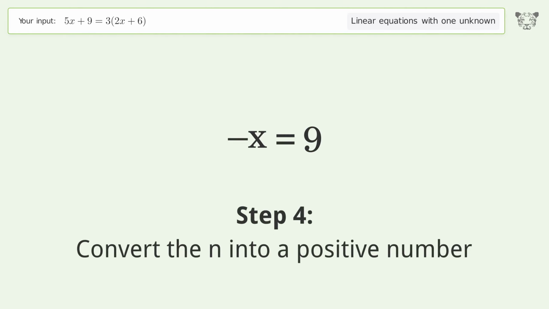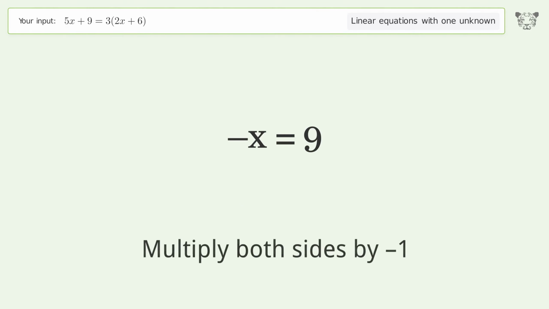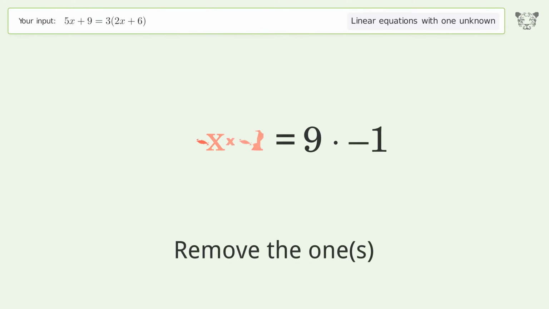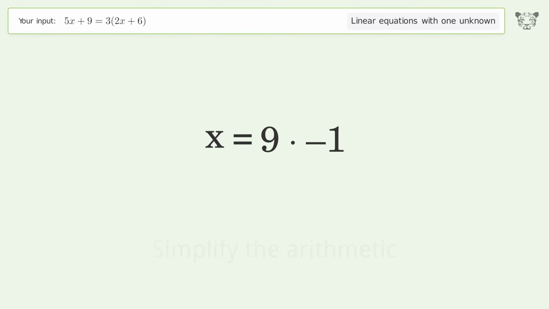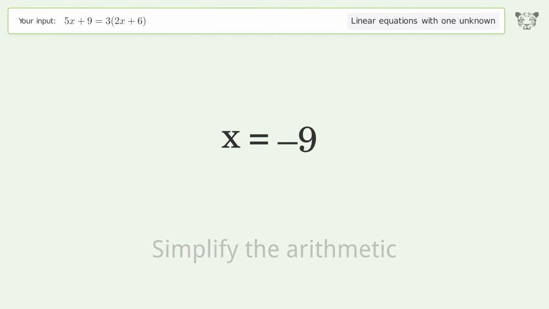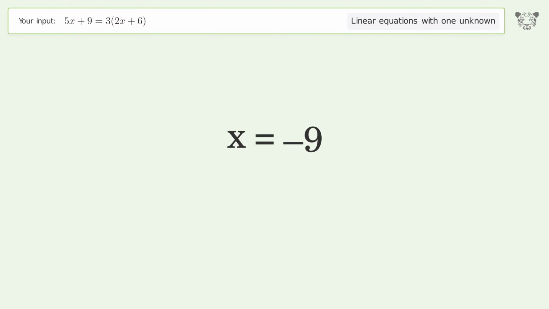Convert the negative into a positive number. Multiply both sides by -1. Remove the ones. Simplify the arithmetic. And so the final result is x equals -9.